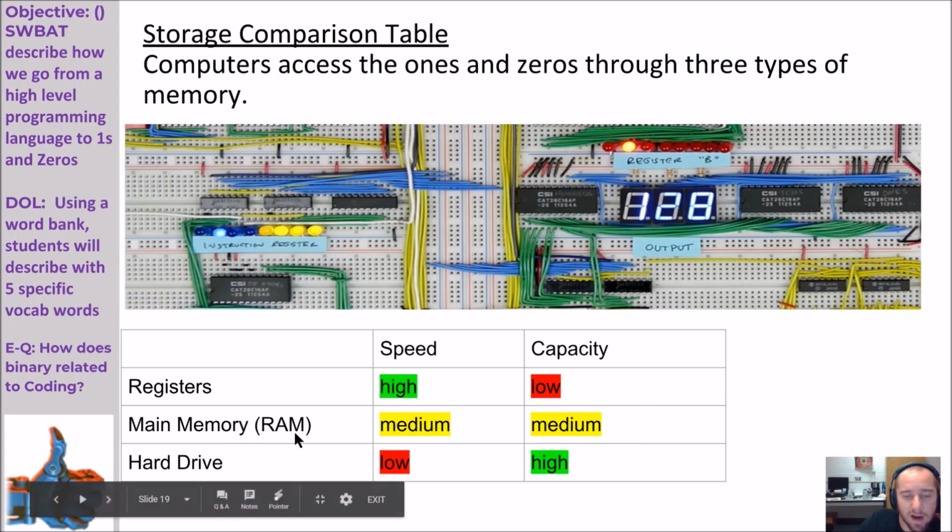Then when you move into RAM, you're going to get a medium level of speed and medium level of capacity. But when you get to the hard drive, the thing that you can download stuff on and carry around, well, the speed of accessing that data is low.